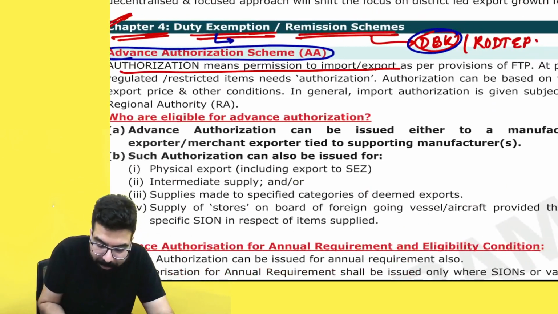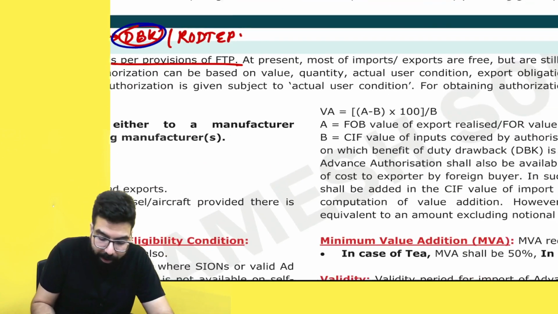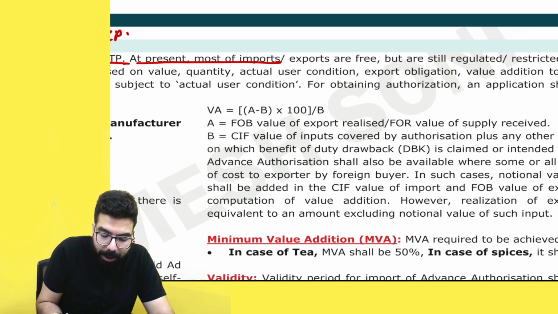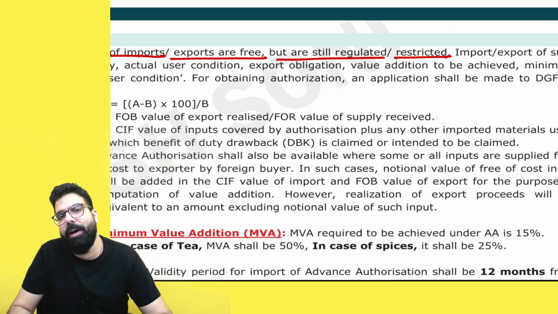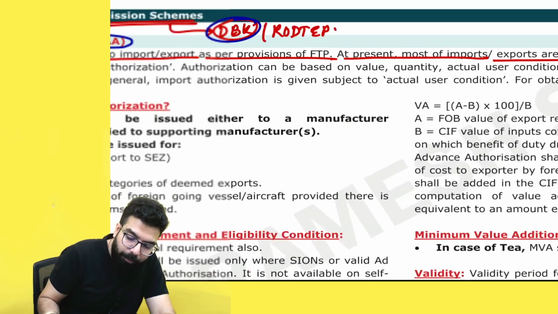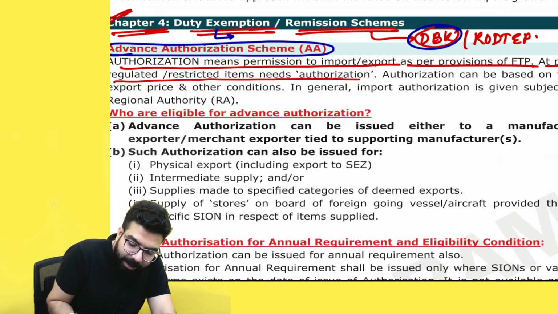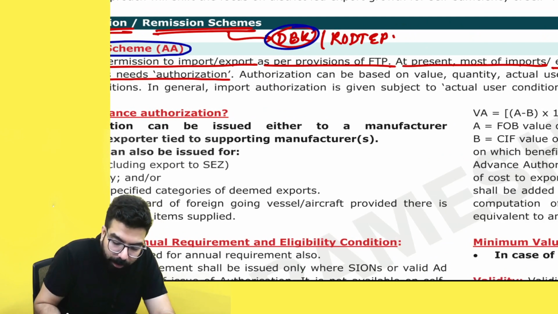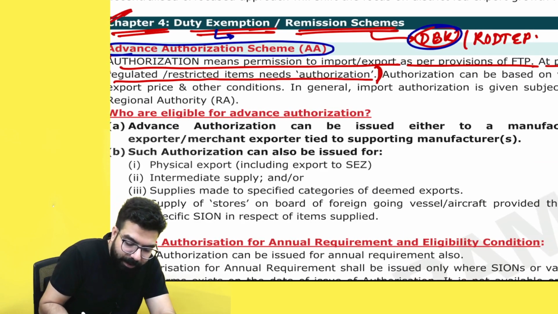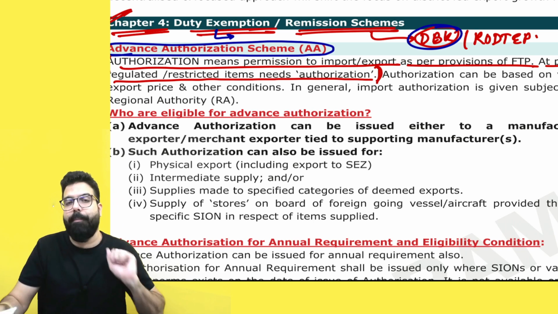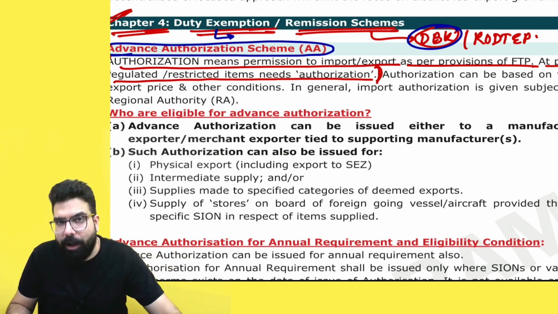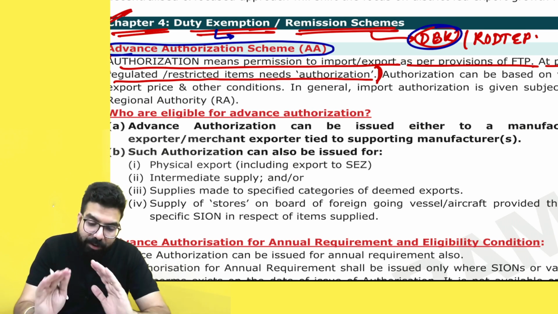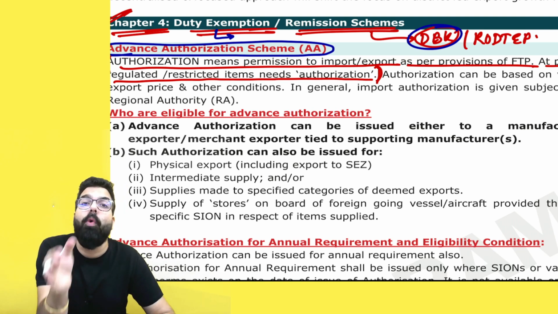Authorization just means a permission to import and export as per the foreign trade policy. At present, most of the import and export are free, but still regulated or restricted. Baba, all those regulated or restricted imports, you need authorization. Import or export of such regulated or restricted item needs authorization. Now, sir, this is the normal meaning of authorization. That authorization is nothing other than a license. But if you want to go ahead and import without payment of any duty, those goods on which duty is there, then Baba, you have to take an advance authorization.